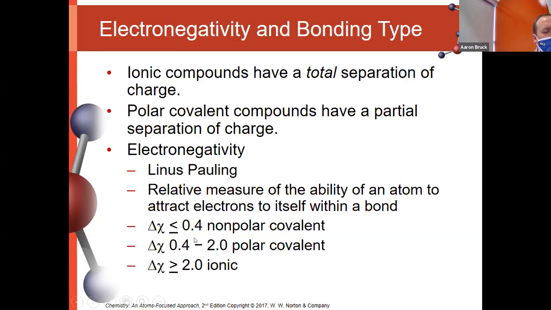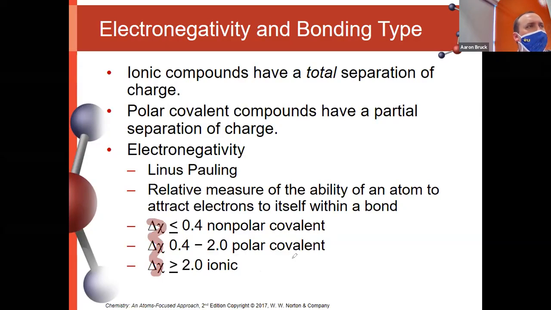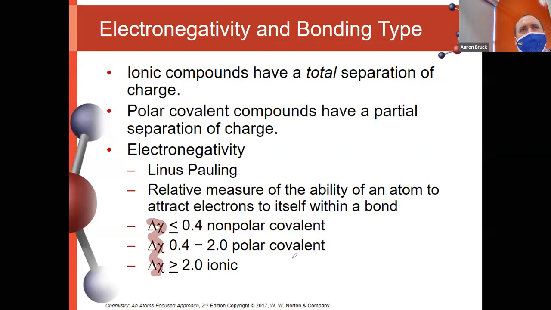We use some general characteristics. This delta chi term refers to the difference in the Pauling electronegativities for the two atoms that make up the bond. If the electronegativity difference is 0.4 or below, we tend to think of that bond as nonpolar. Why 0.4? Well, that's the difference between carbon and hydrogen bonds, which are generally considered to be nonpolar bonds.